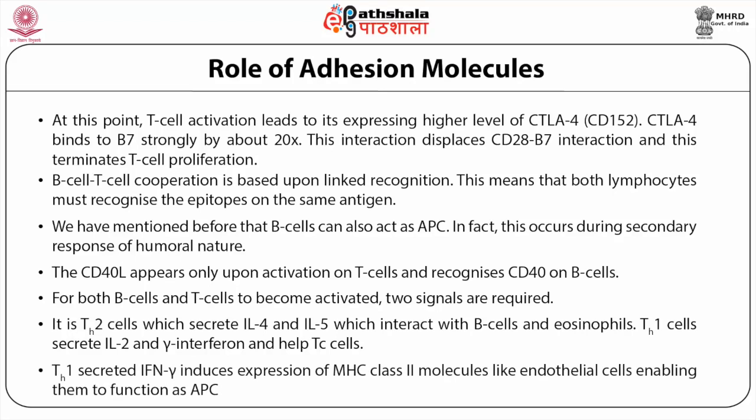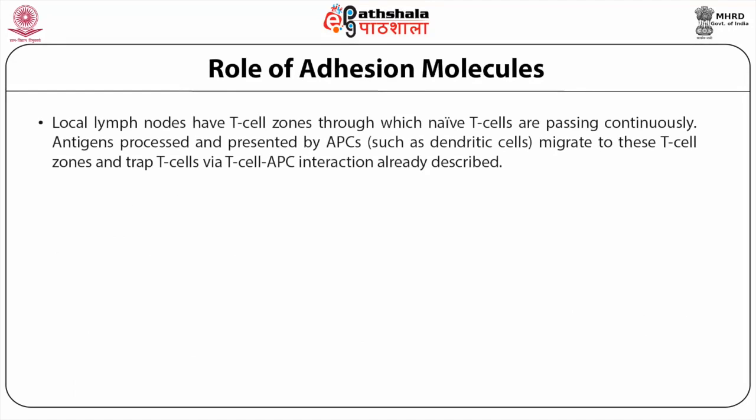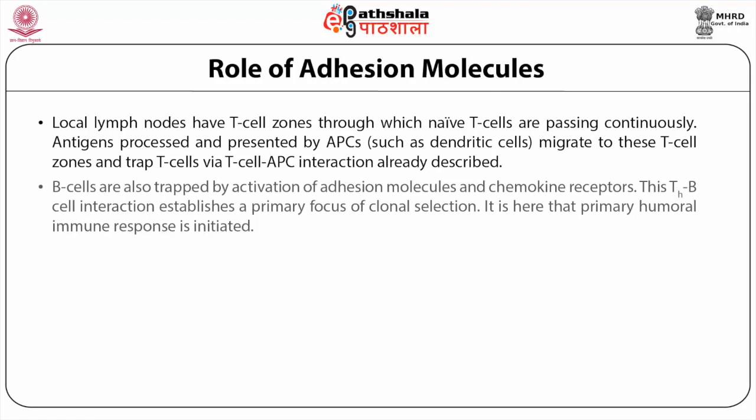Th1 secreted interferon gamma induces expression of MHC class 2 molecules on cells like endothelial cells, enabling them to function as APC. Local lymph nodes have T cell zones through which naive T cells are passing continuously. Antigens processed and presented by APCs migrate to these T cell zones and trap T cells via the T cell APC interaction already described. B cells are also trapped by activation of adhesion molecules and chemokine receptors.